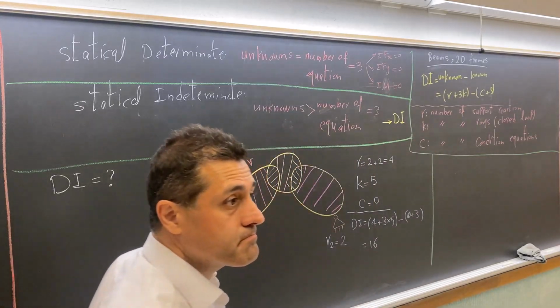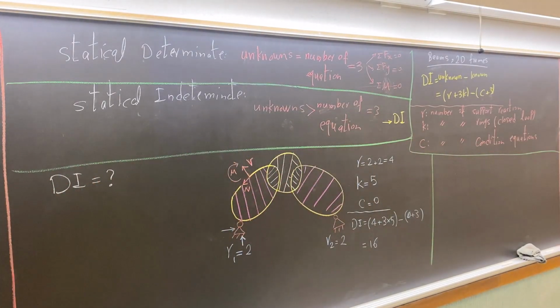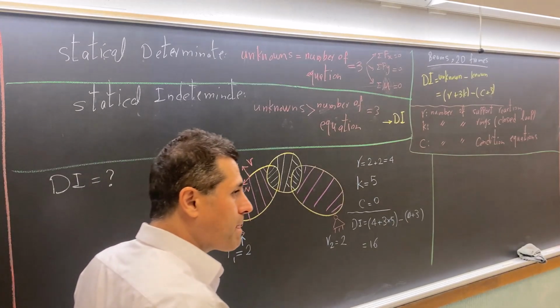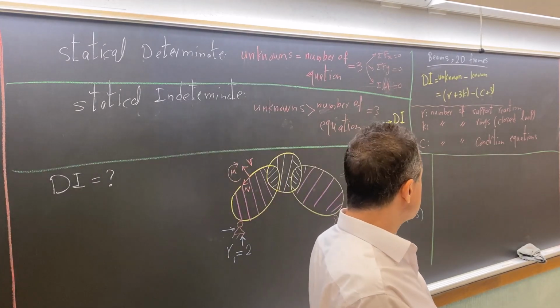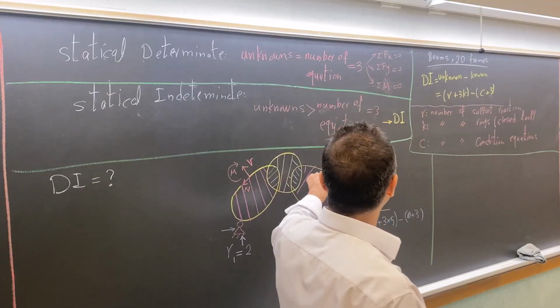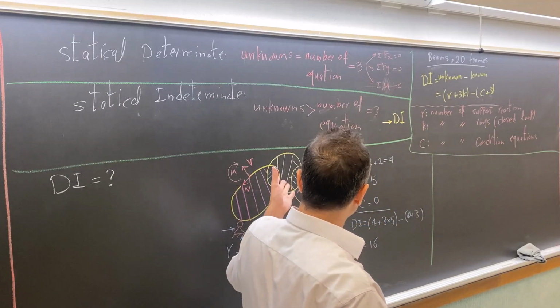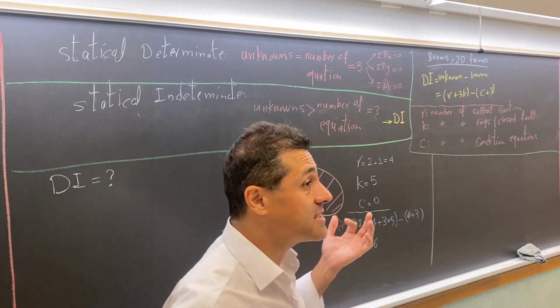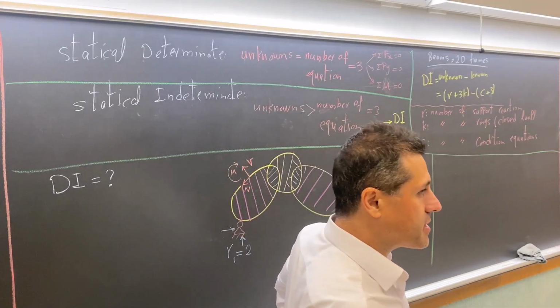Any question? Yes? So the C is 0 because nothing's happening to it? C is the number of condition equations. It depends on the number of internal hinges. Because we don't have a hinge in this structure, it is 0. But in the next problem, I will cover it. Okay.